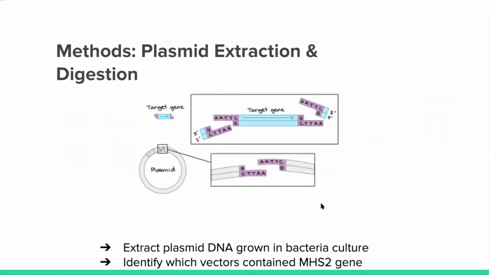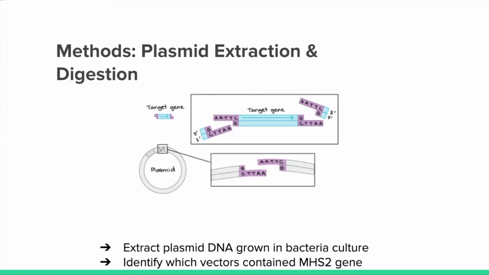The next part of it was the digestion of the plasmid, and this was to see the identity of each of the plasmids. And to identify this, we used particular restriction enzymes that recognize a specific set of bases and then cut out a target gene. And by seeing how much is cut out of each plasmid, we are able to see which plasmid contains MSH2 or not.